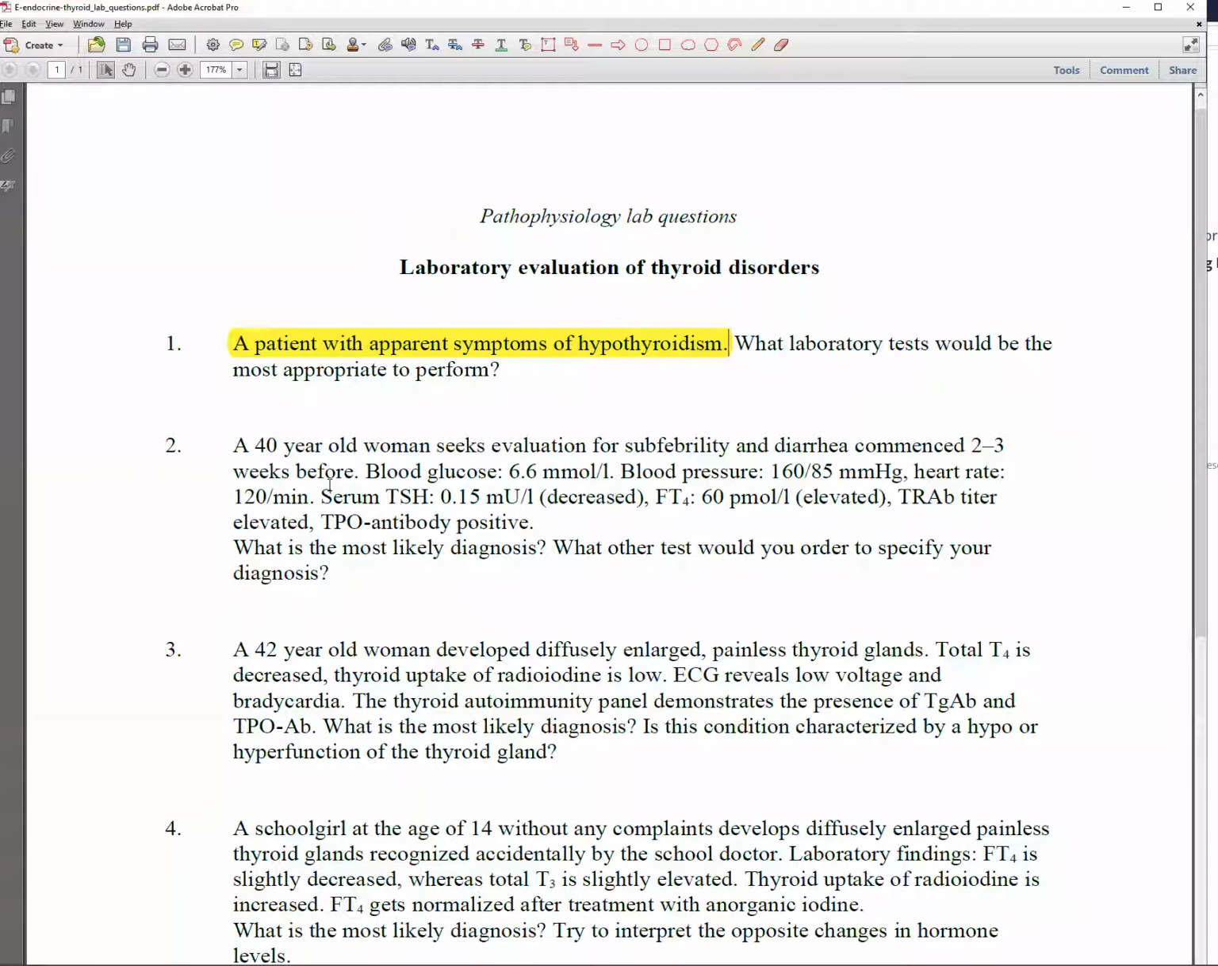The imaging technique, the radioactive iodine uptake, and scintillation scan, the scintigraphy. Okay. Scintigraphy. That's it.